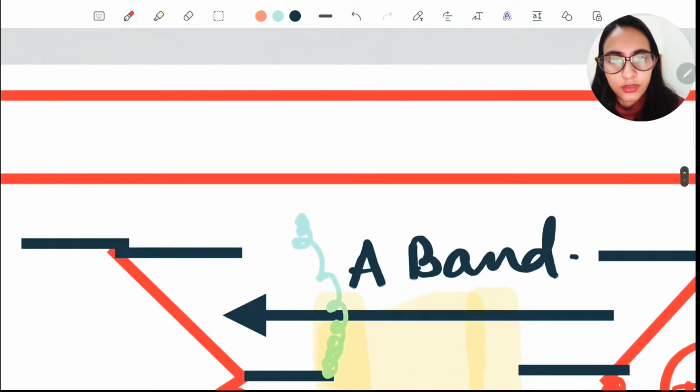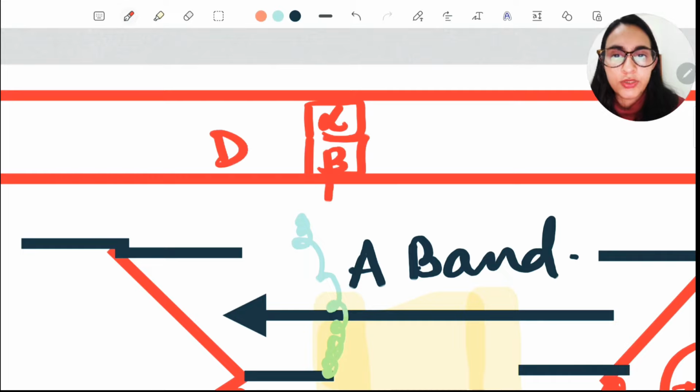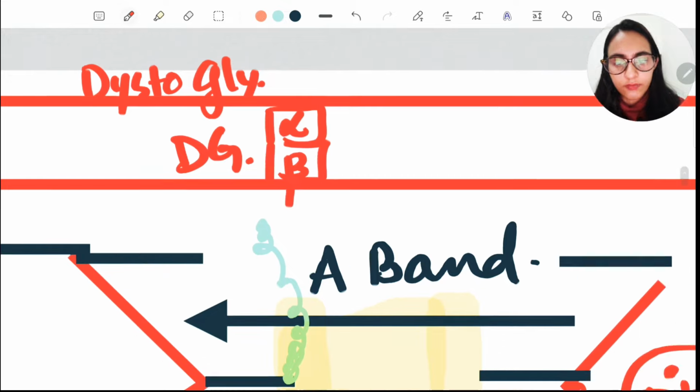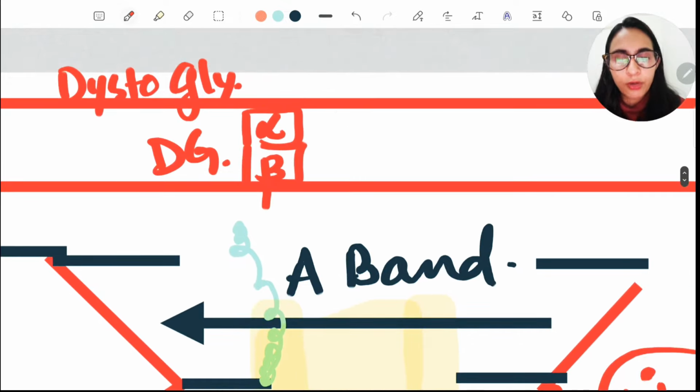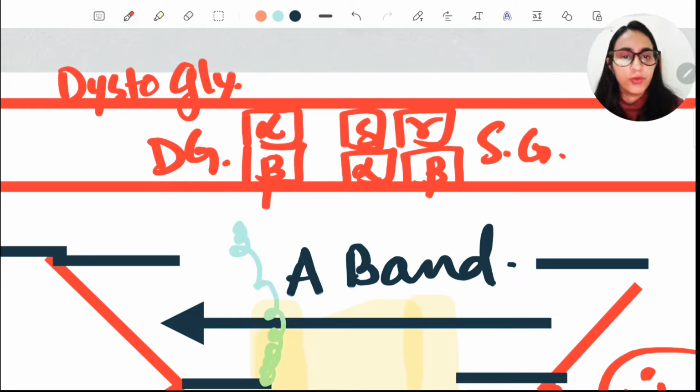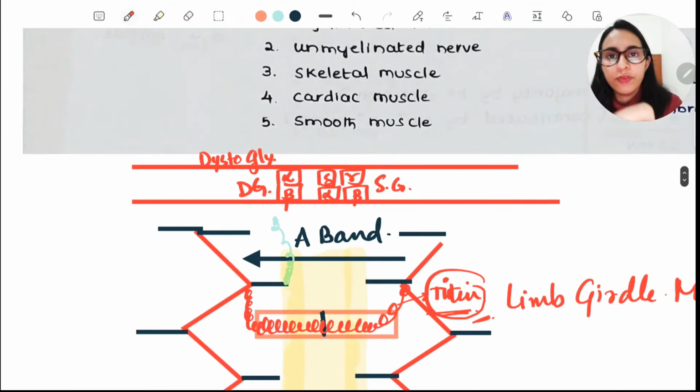This is the beta subunit of dystroglycan, and this side is the alpha subunit of the dystroglycan protein. So this is dystroglycan protein. Then also in the sarcolemma, we have sarcoglycan protein. There are 4 subunits of the sarcoglycan protein, which are alpha, beta, delta and gamma subunits of sarcoglycan protein.